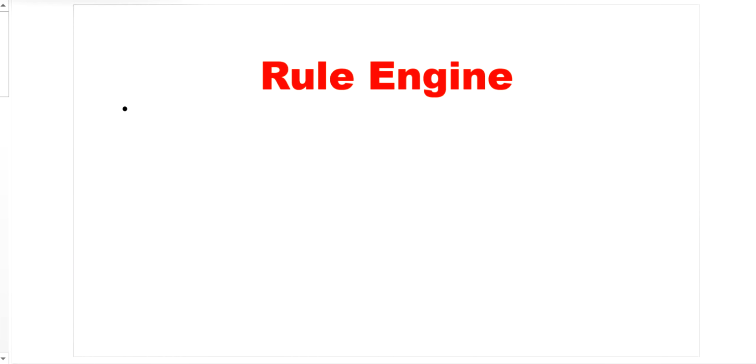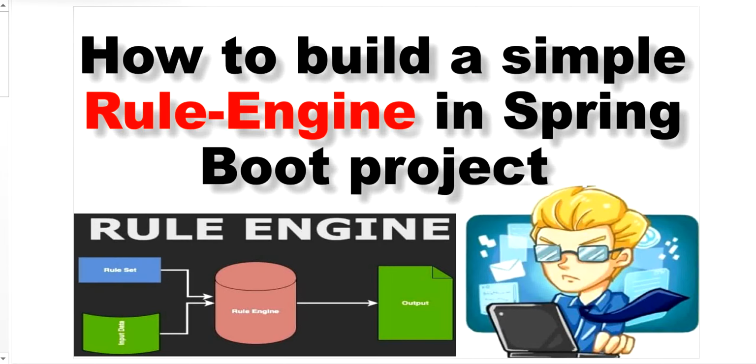In software development, there are often situations where we need to apply a set of rules or conditions to filter and process data. Managing these rules using traditional if and else conditions can become cumbersome and difficult to maintain, but a rule engine provides a more flexible and organized approach to define and execute these rules. So today in this video we will explore how to build a simple rule engine in a Spring Boot project using functional programming principles. Okay, let's start to write the code.